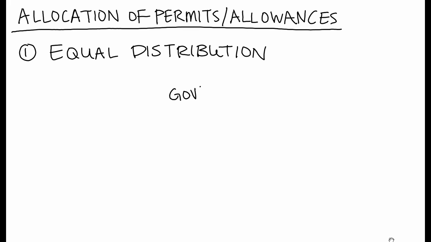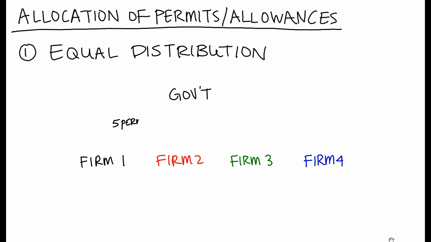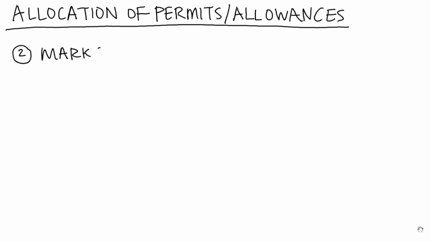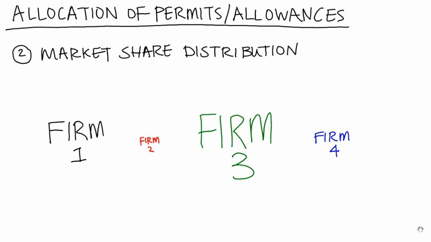Permits can be allocated to companies based on varying criteria. Common ways to allocate include equal distribution among firms, as well as distributing based on the firm's market share.